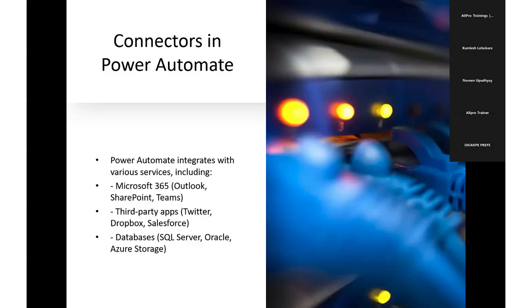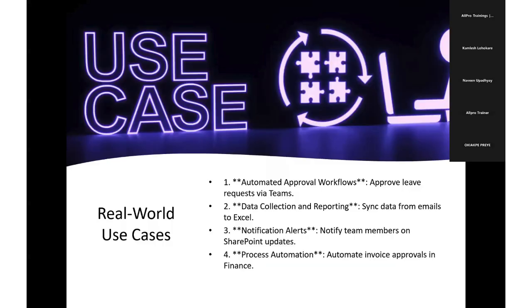Then we have different types of connectors. We can connect Microsoft 365, so Power Automate can connect Outlook, SharePoint, Teams data, everything. Then third-party apps like Twitter, Salesforce, Dropbox. These are third-party applications Power Automate can connect. Coming to databases, we can connect Azure Storage, SQL Server, then Oracle. Then use cases.